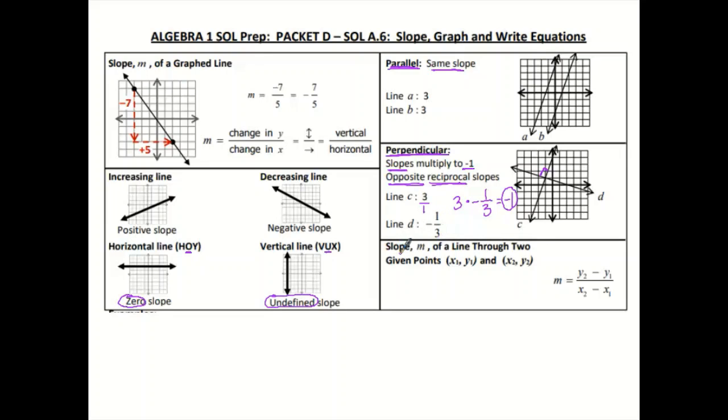Lastly, when we're trying to find the slope and we're given points, if you're given 2 points, (x1, y1) and (x2, y2), we can use this formula over here, which you should memorize before your SOL. So m, our slope, is equal to y2 minus y1 over x2 minus x1. So that's just a brief overview of all that we've talked about relating to slope and equations on graphs so far this year. So let's take a look at some examples.